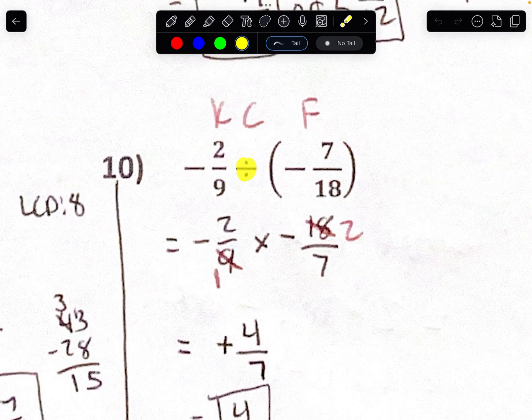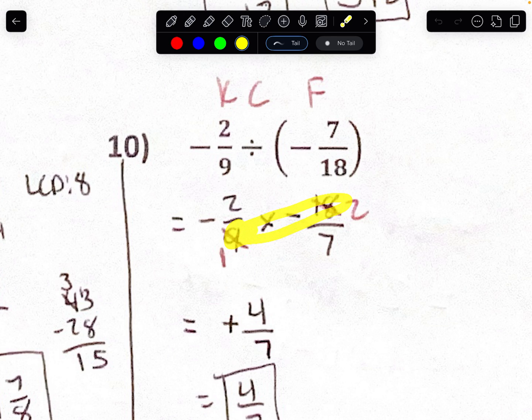Anytime we see a division problem, we want to think KCF, so keep, change, flip. You are keeping the negative 2/9, changing the division to a multiplication, and you are flipping the negative 7 over 18 to negative 18 over 7.